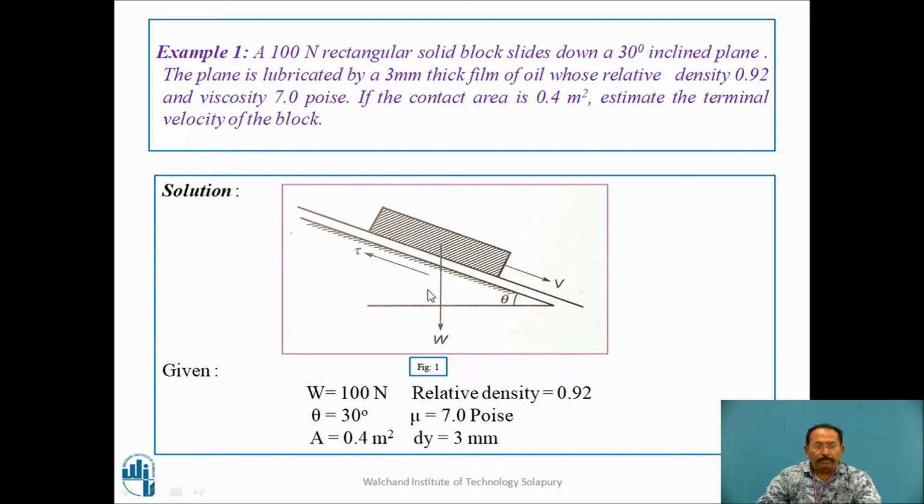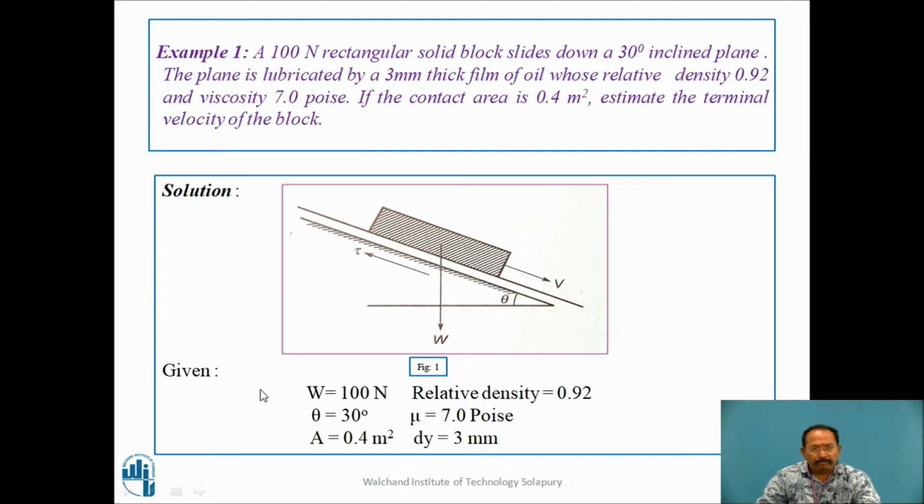Immediately you have to draw the figure. This is the block which is sliding down, having the angle 30 degree. Its weight is acting normally. Velocity is going on the sliding side, you can say on the sloping side. Shear stress is, you can see, opposite to this velocity.